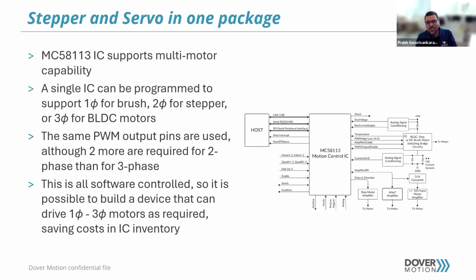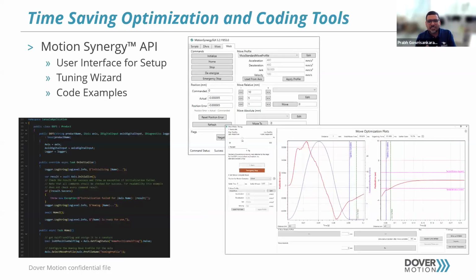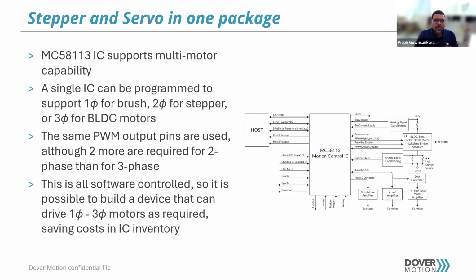And just coming back to the chip that they actually use, the 58113. The block diagram on the right gives you a high level view of all the interfaces it supports. Obviously, you see the bus voltage and the temperature, all the safety stuff we talked about. One of the benefits is it does multi-motor. So a single chip can be interfaced to either a brushless, stepper, or a brushed motor.